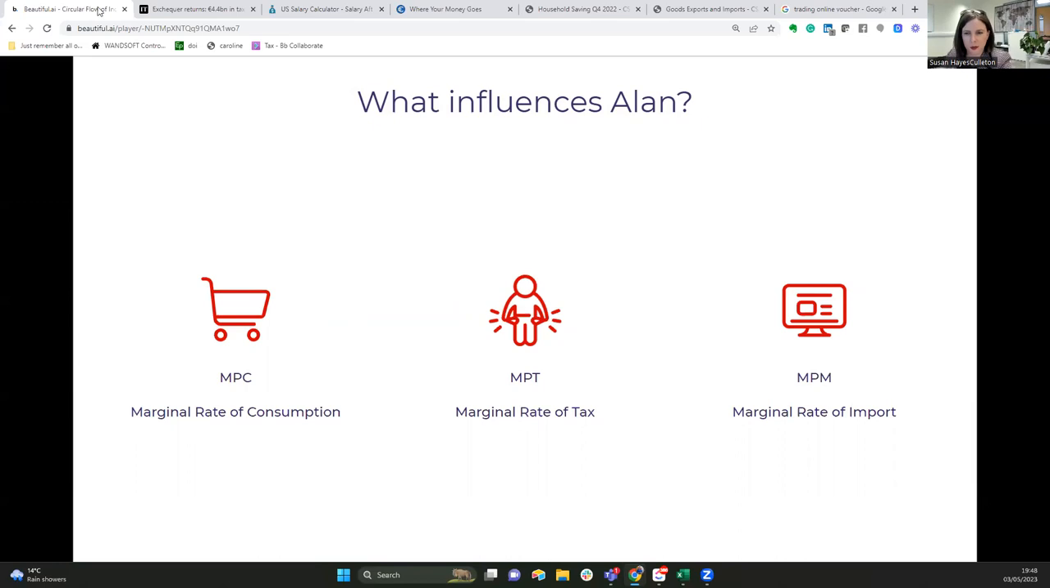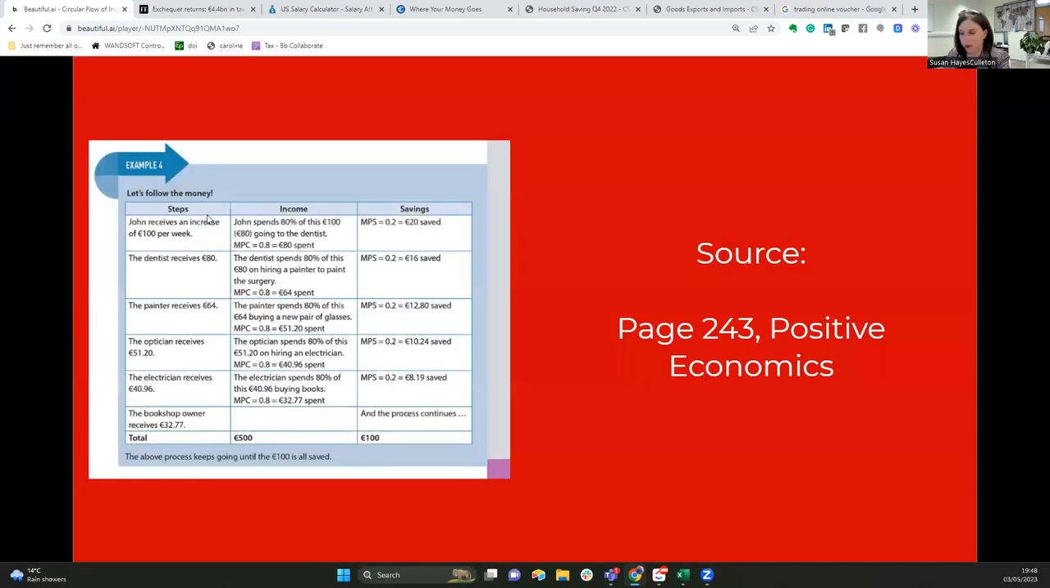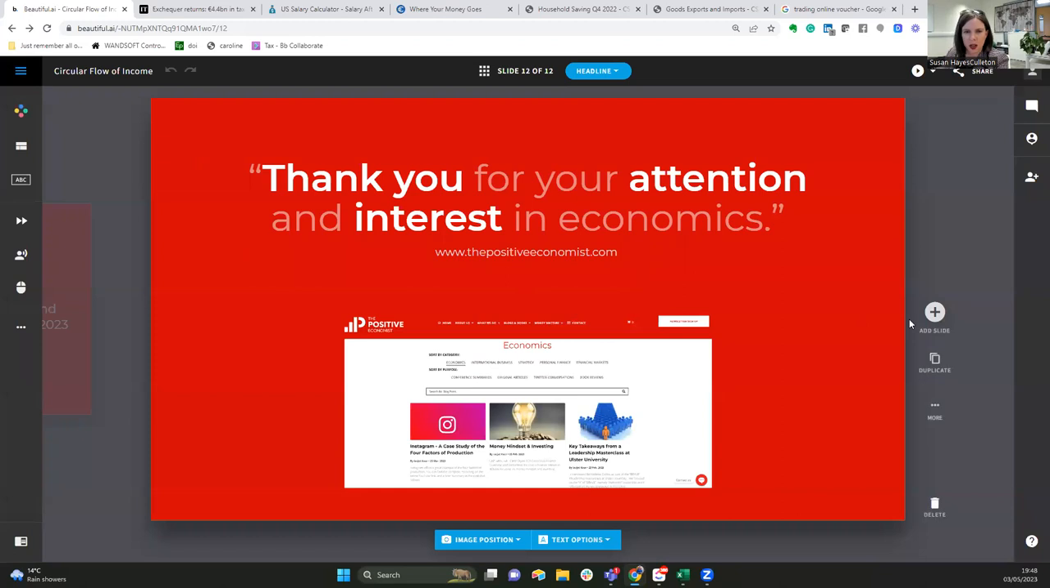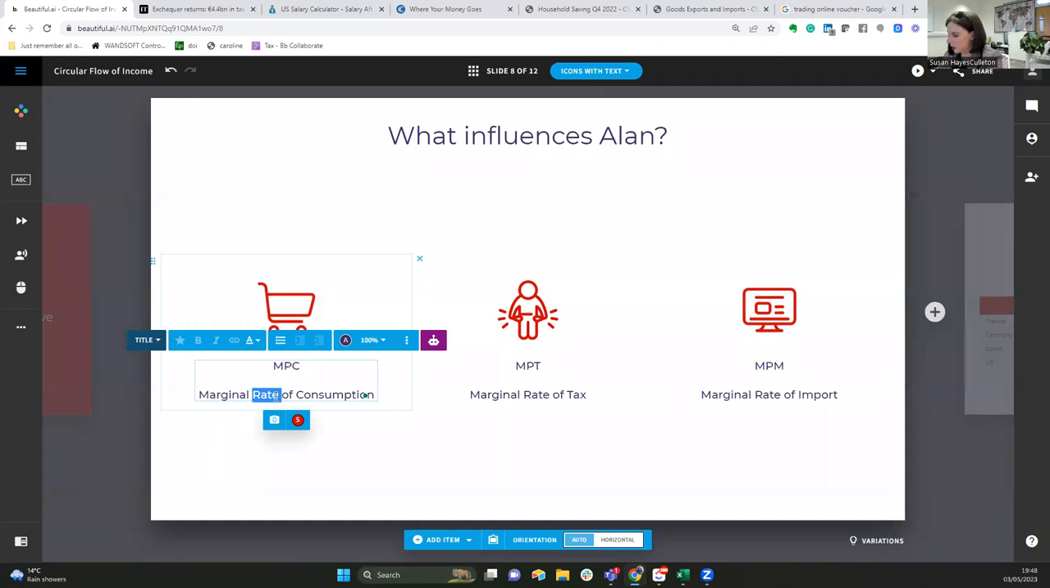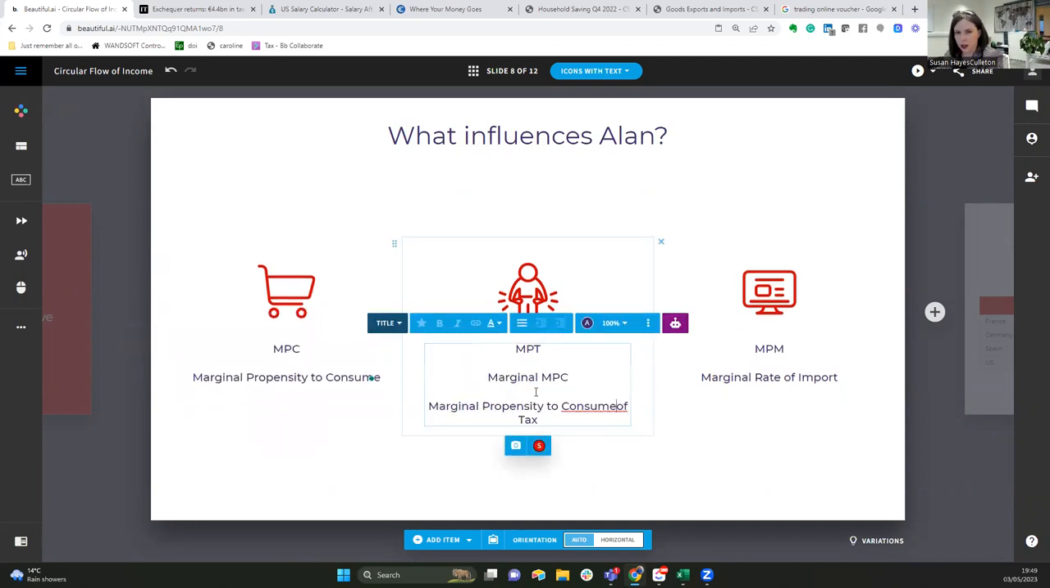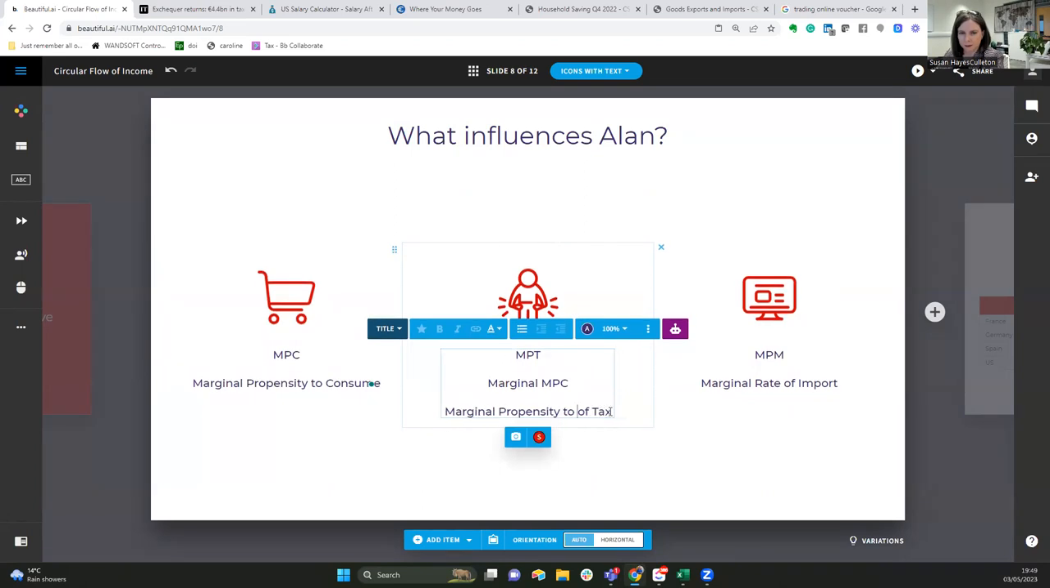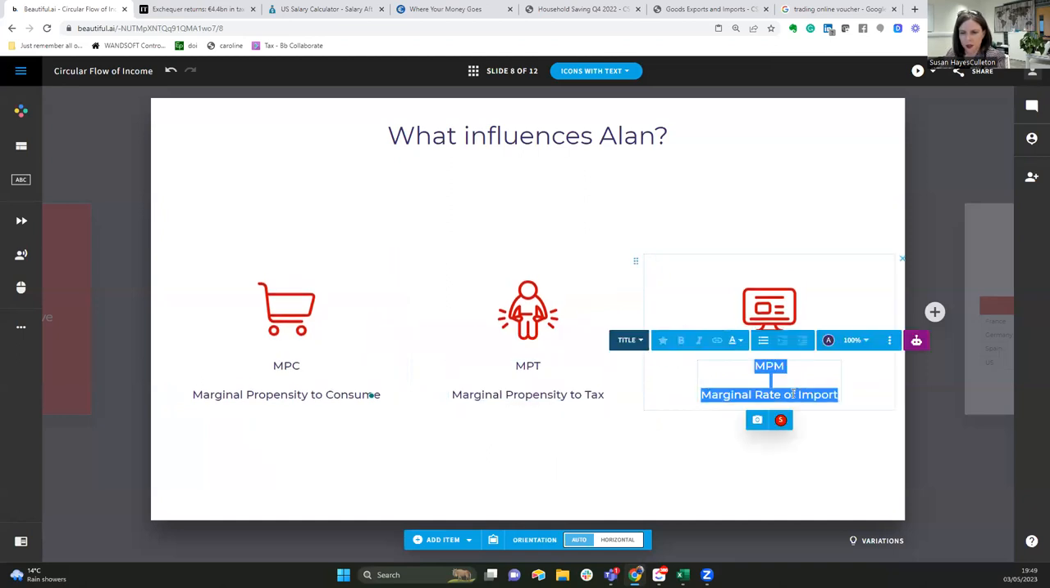Marginal propensity to consume. Oh my good God, I can't believe that I have got the wrong terminology there. Now, that I am not going to allow to happen. That should be marginal propensity to consume. Okay, marginal propensity to consume. And let me pop on over here. This is marginal propensity to tax. And this one is marginal propensity to import. Okay.